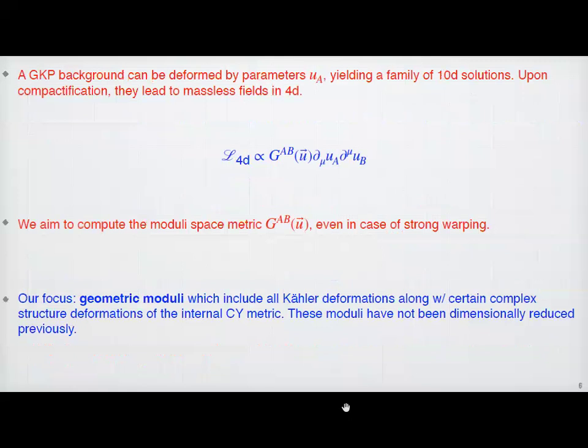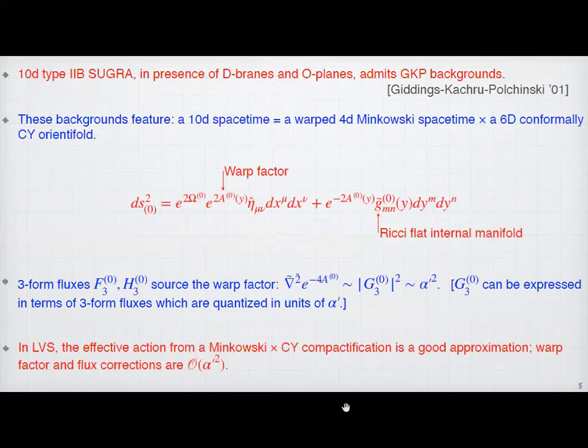Okay. So the GKP background can be defined by a set of parameters yielding a family of 10D solutions. So it is not a particular solution, there is a family of solutions. And once we compactify, they usually lead to massless fields in 4D. And we have to compute the moduli space metric even in the case of strong warping. So that's our aim. And our focus should be the geometric moduli, which are the moduli space of the Calabi-Yau manifold given a background.